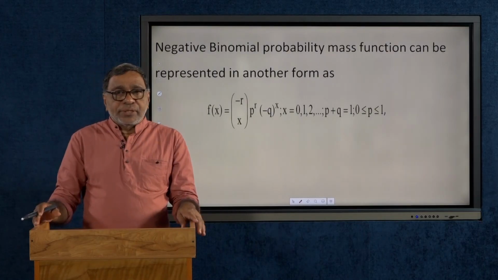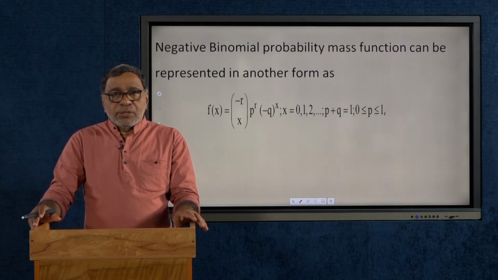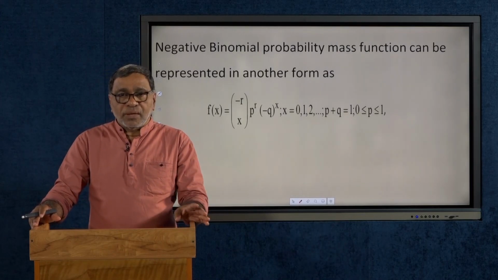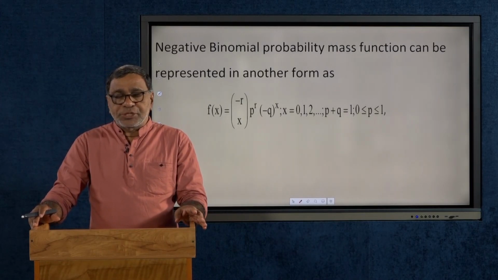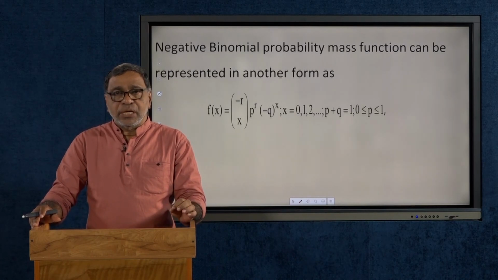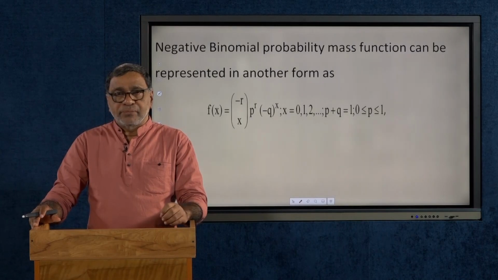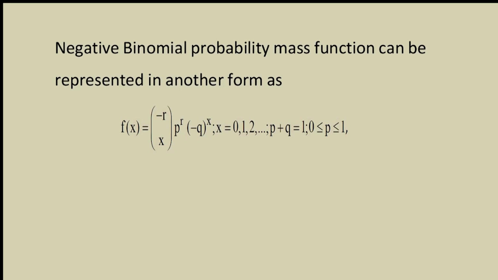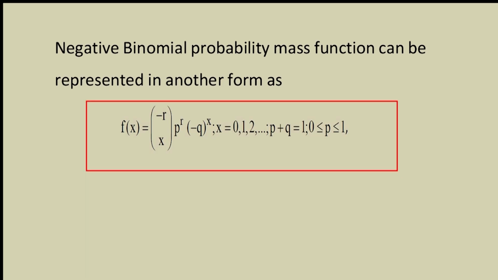For concluding this definition, one more thing we have to specify here. Earlier we had the probability mass function expression, that is f of x is equal to x plus r minus 1 C x, p power r, q power x. That expression can be written in another form also. That is, the negative binomial probability mass function can be represented in another form as f of x is equal to minus r C x, p power r, minus q power x.